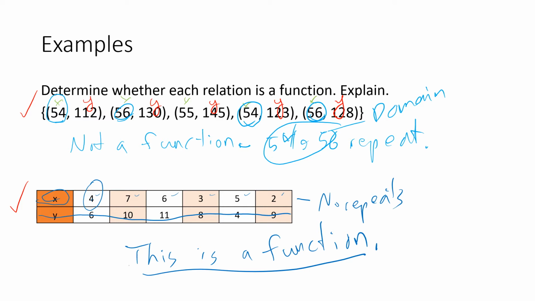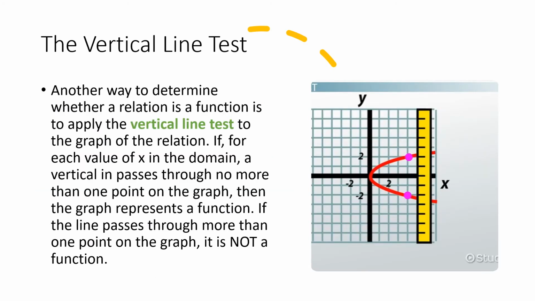All right, let's continue on. We can also determine whether a relation is a function by applying the vertical line test to the graph of the relation. If for each value of x in the domain, a vertical line passes through no more than one point on the graph, then the graph represents a function. If the line passes through more than one point on the graph, it is not a function.